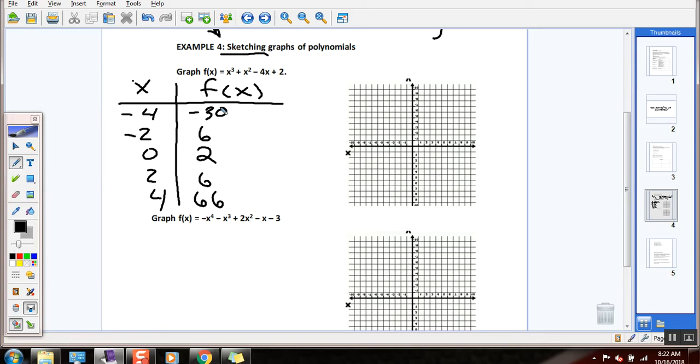First of all, kids, is this a cubic function or a quartic function? Is this function cubic or quartic? Cubic. So it's going to be odd, so the end behaviors are going to be opposite of each other. We know that. Okay, so I'm going to blow this graph up here a little bit.